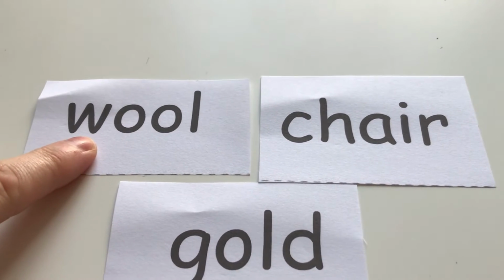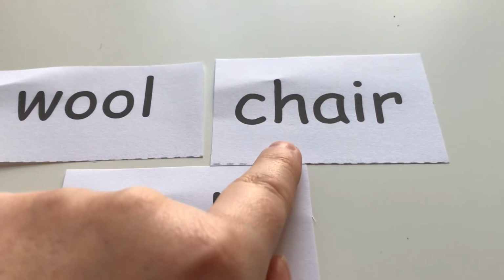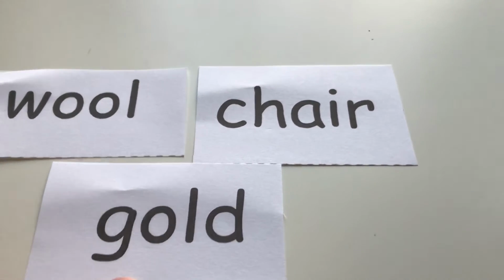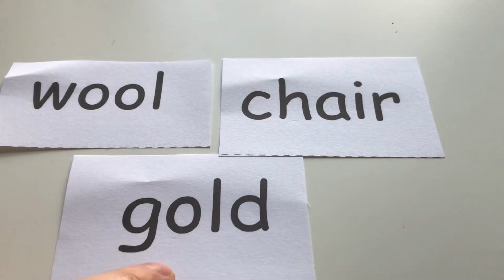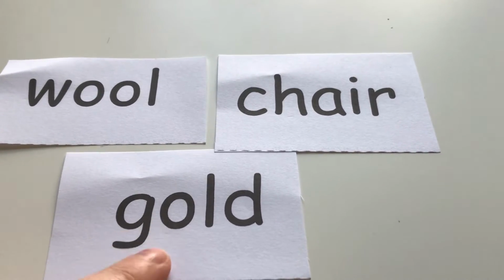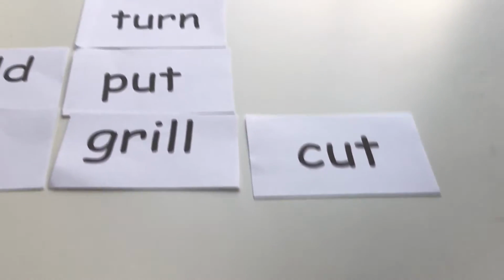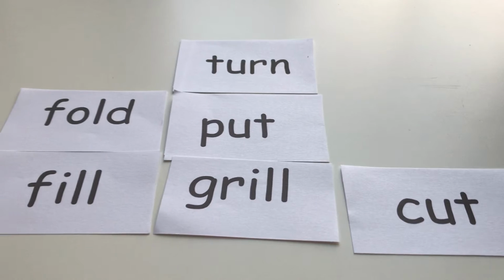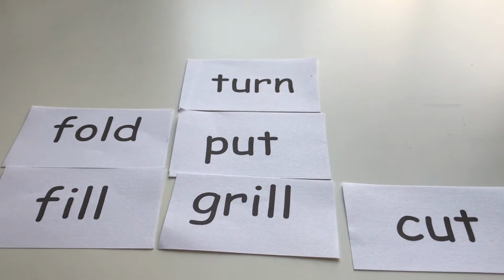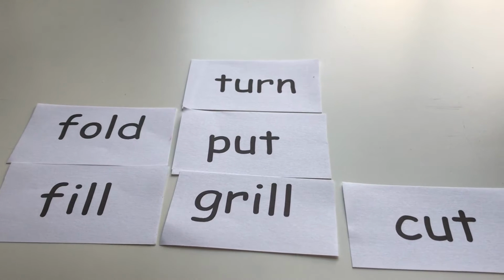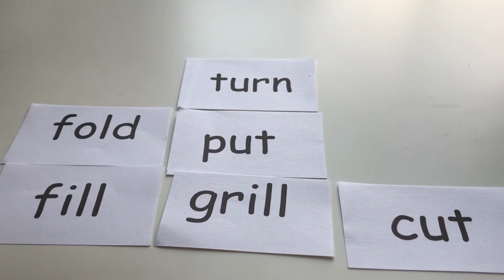Wool is a noun, it's the name of something. Chair is a noun, it's the name of something. Gold can be the name of something, it can be a noun. It can also be a describing word, an adjective, if you're describing a ring or a bracelet or a watch, maybe even the sun. So if I take my 3 odd words out, I'm left with these verbs, and they can be used as imperative verbs, bossy verbs, at the beginning of an instruction.